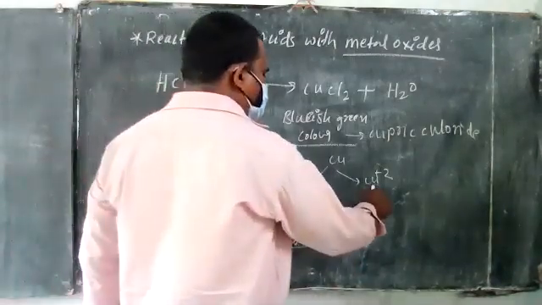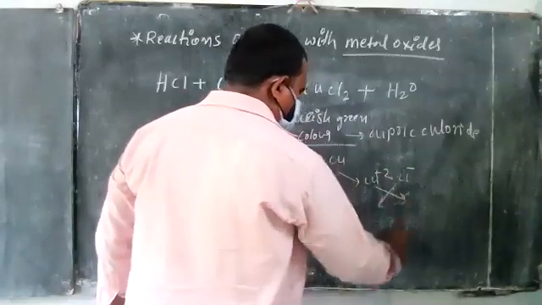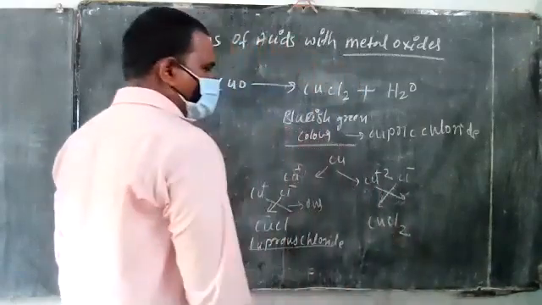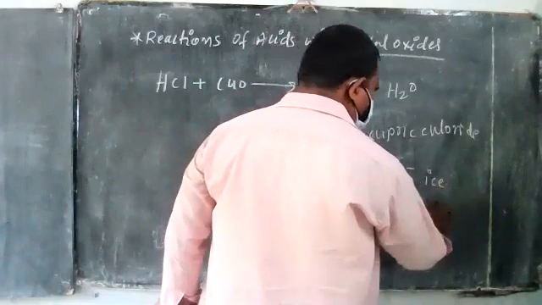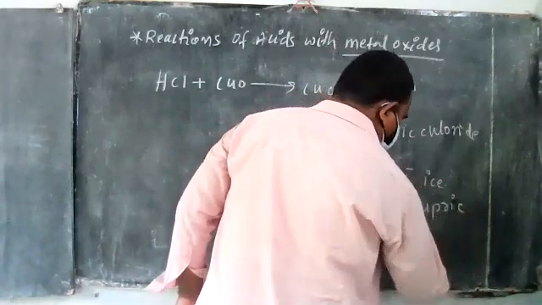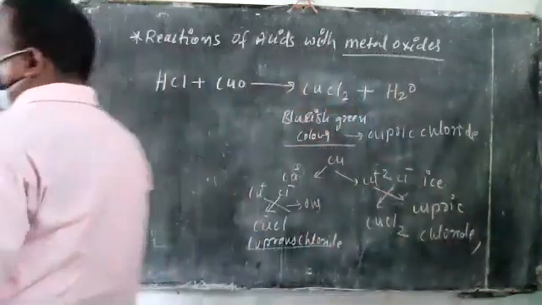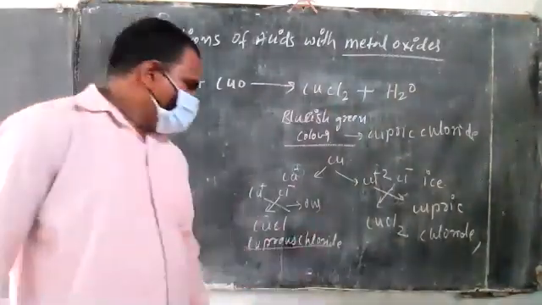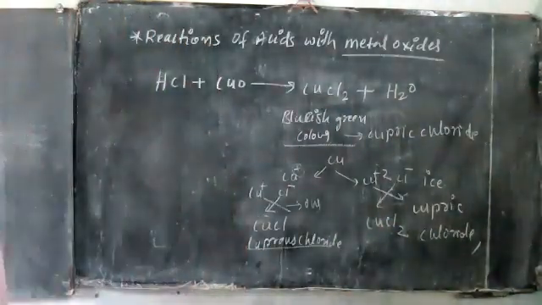Next, on the other side, this is Cu plus 2 and Cl minus. Both combine to form CuCl2. So this is the higher charge, the cupric chloride. So this is the cuprous chloride, and that is the cupric chloride.